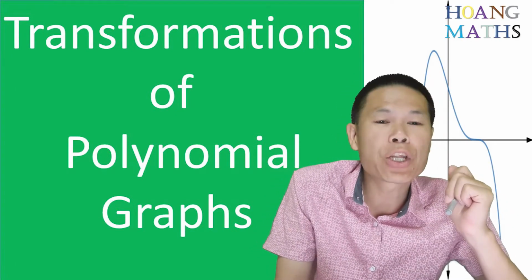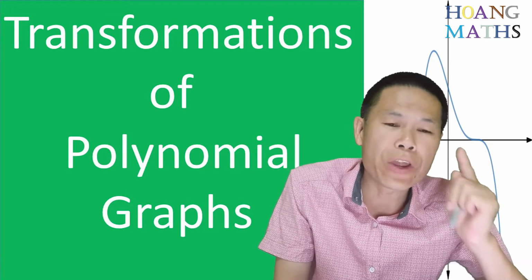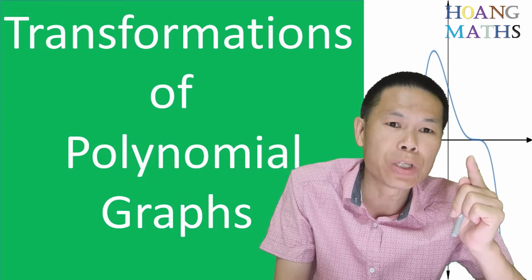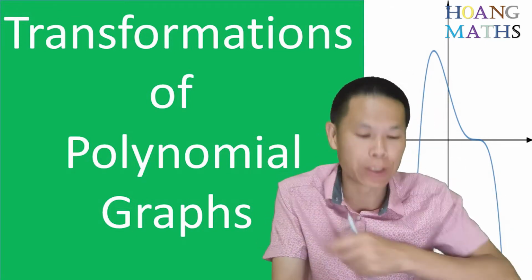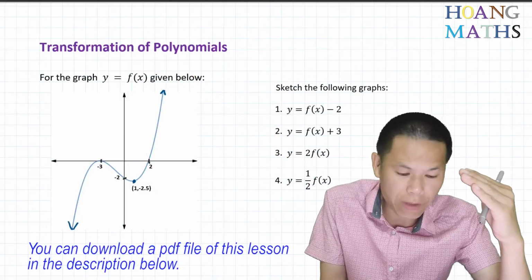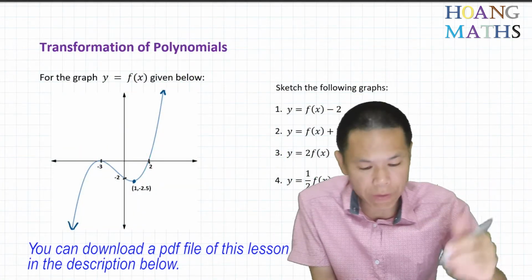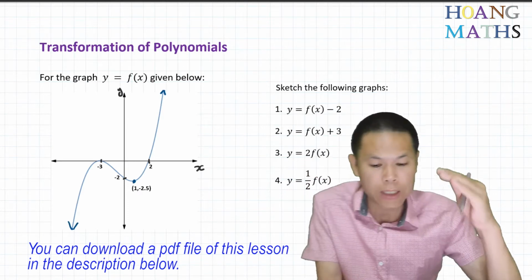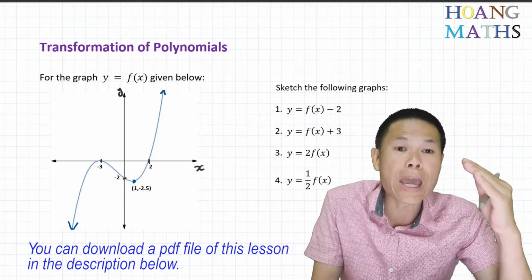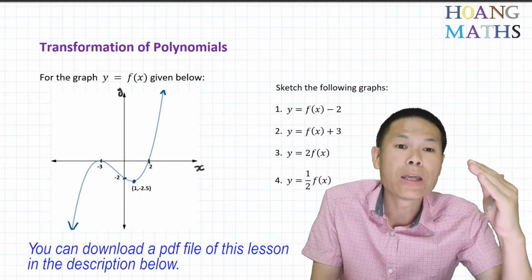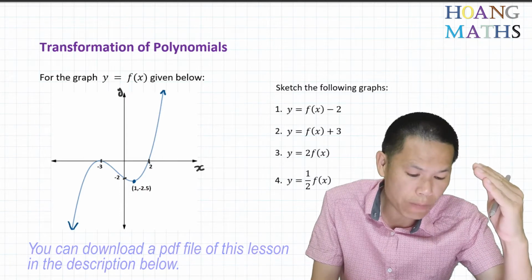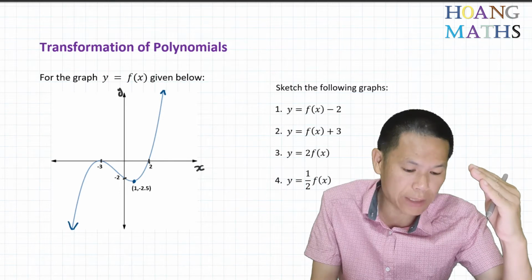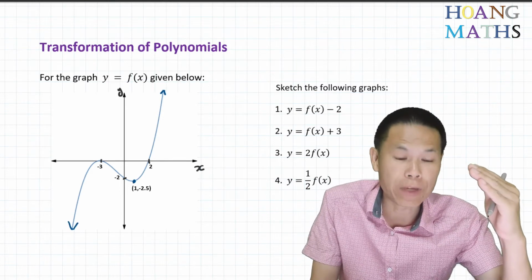In this lesson, I'm going to teach you how to graph transformations of polynomials. So let's go straight into it. For the graph given, y equals f of x, this is the x and y axis. We need to sketch f of x minus 2, f of x plus 3, 2 lots of f of x, and a half of f of x.